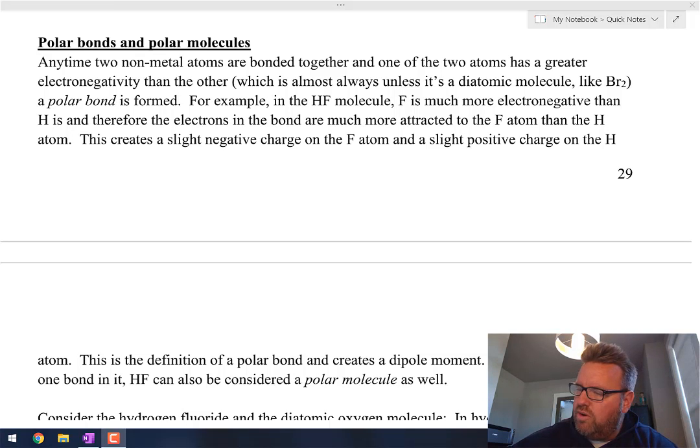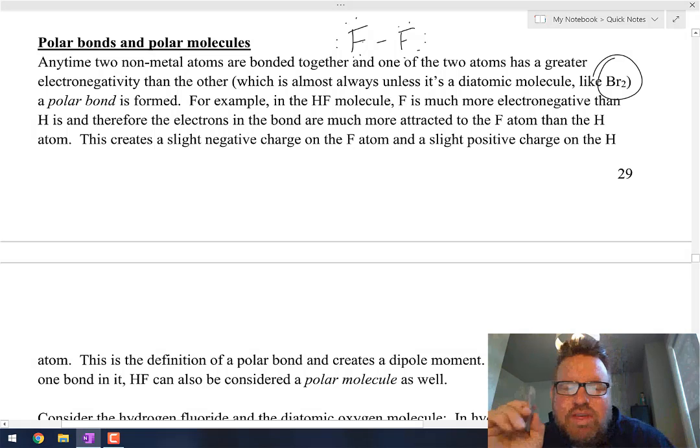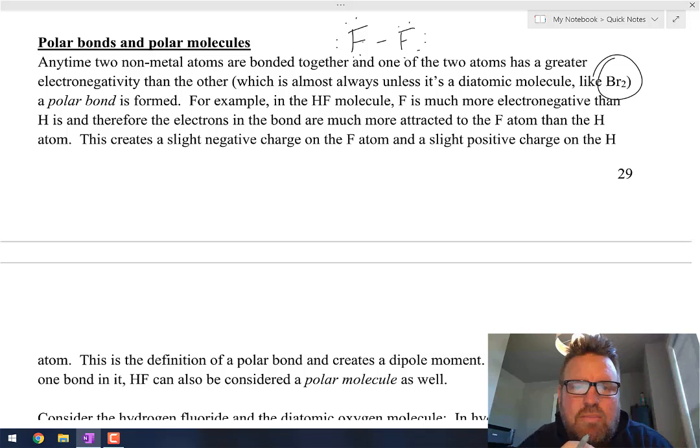In a previous video, we learned about electronegativity and how when one atom is more electronegative than another, the electrons are more attracted to that atom in a bond. So anytime you form a bond, anytime you have two nonmetal atoms bonded together, it's likely that one of those atoms is going to be more electronegative than the other, really unless you have the same atom bonded to itself. So in Br2 or F2, certainly one of the fluorines is not more electronegative than the other, and so those electrons are shared equally between both atoms.